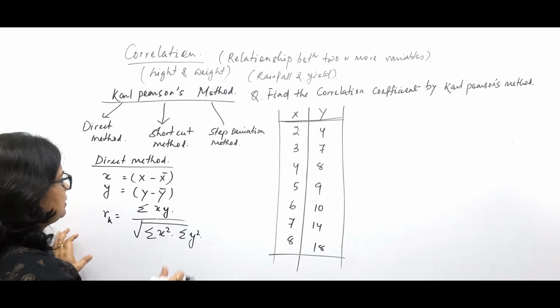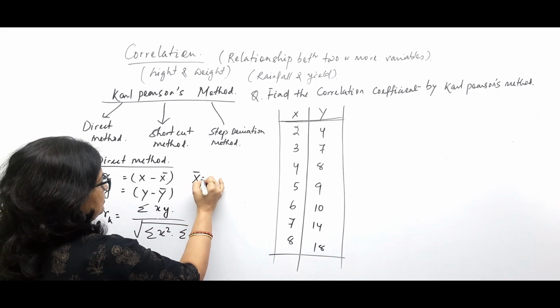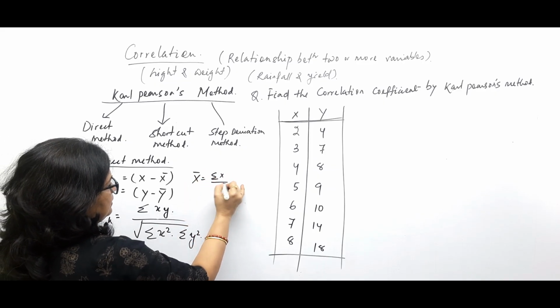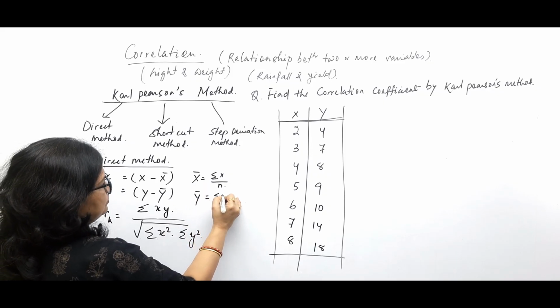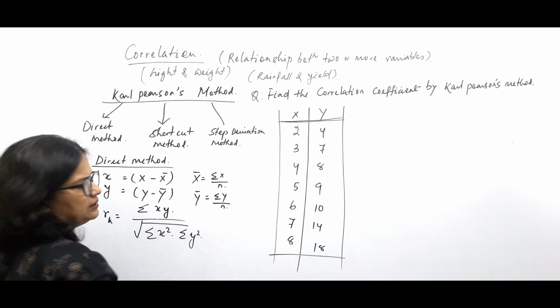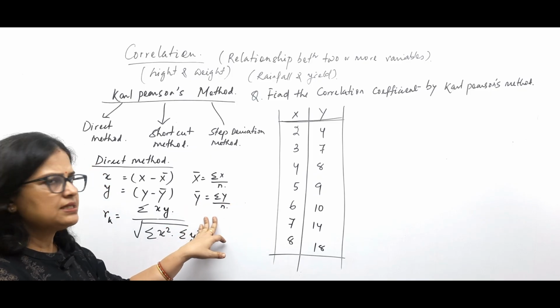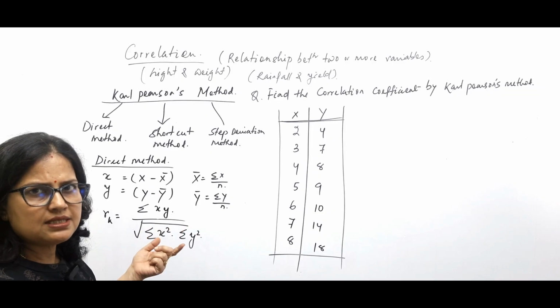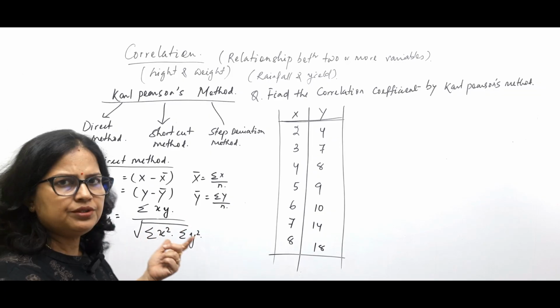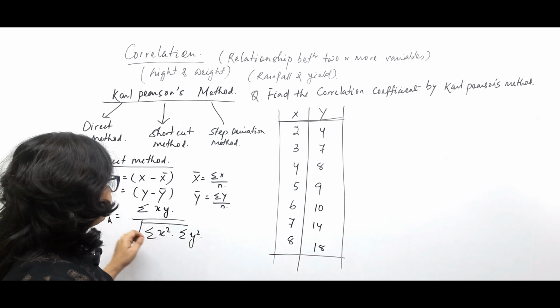X bar is nothing but our mean. We know x bar equals sigma of x divided by n. Like that, y bar equals sigma of y divided by n. That we have already discussed in mean, median, mode when we discussed the central tendency. You can refer to the previous videos for those.